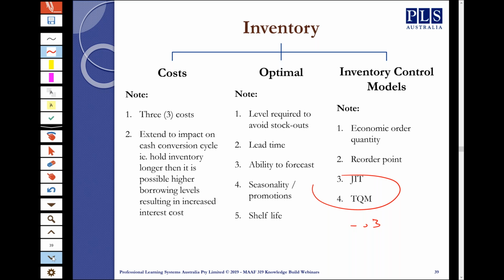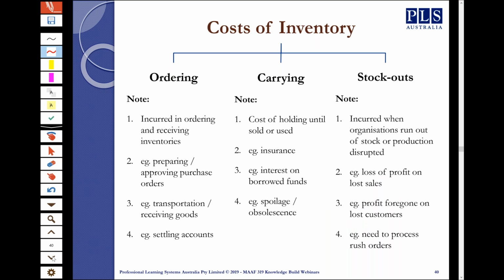First of all, with the 3 costs, make sure you understand that an ordering cost is a cost incurred in ordering and receiving inventory. Carrying, cost of holding until stock is used, so insurance, interest on borrowed funds, spoilage and obsolescence. Stock out, incurred when organisations run out of stock or production disrupted. So that's where you look at loss of product on lost sales, profit foregone on lost customers and through.